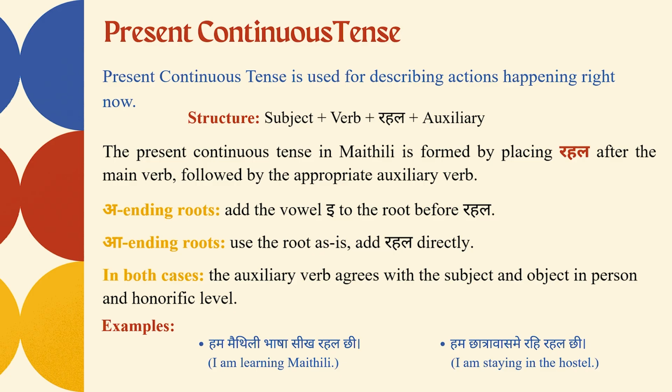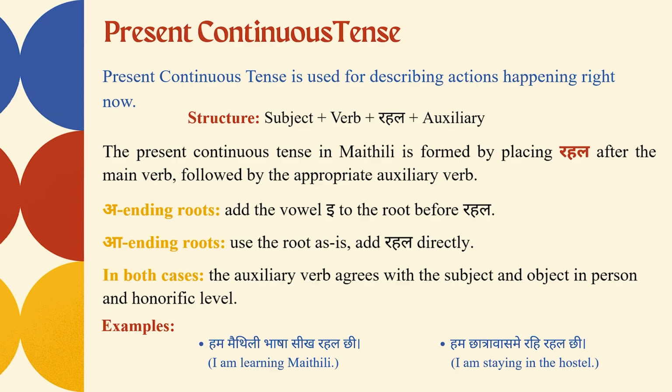Present continuous tense is basically used for describing actions happening in the moment or right now. Its structure is something like subject plus verb plus rahal plus auxiliary. The present continuous tense in Maithili is formed by placing rahal right after the main verb. We saw that for verbs ending with a consonant sound, we have to add the vowel e to the root before rahal, but verbs ending with a vowel we keep as it is and simply add rahal. In both cases, the auxiliary verb again agrees with the subject and object in person and honorific level.